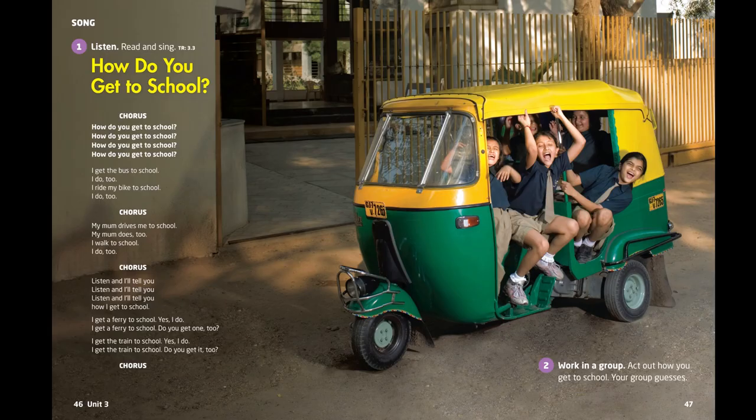Track 3.3. Song. Activity 1. Listen. Read and sing. How do you get to school? I get the bus to school. I do too. I ride my bike to school. I do too. How do you get to school?